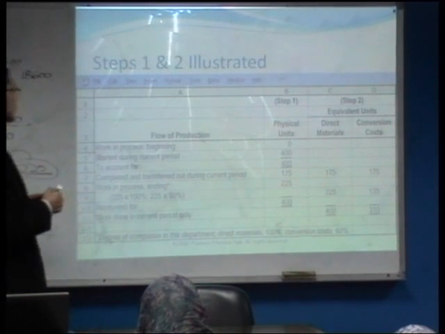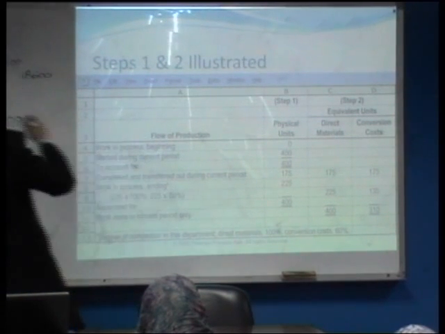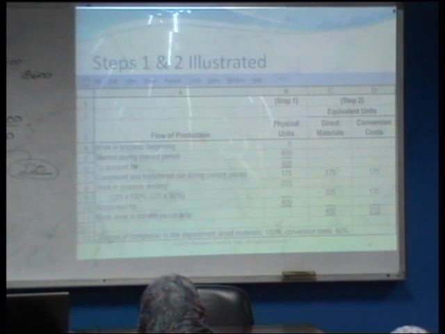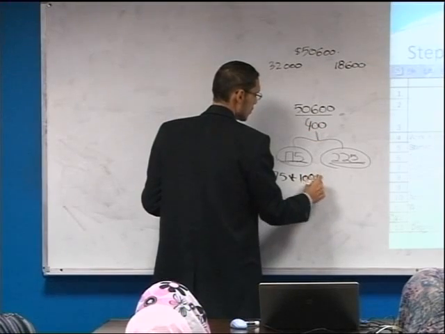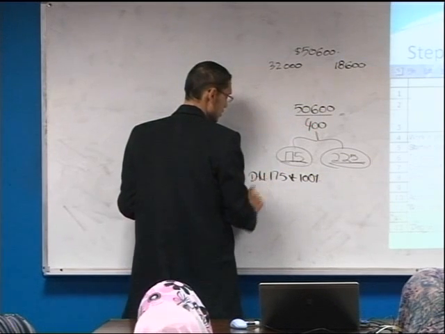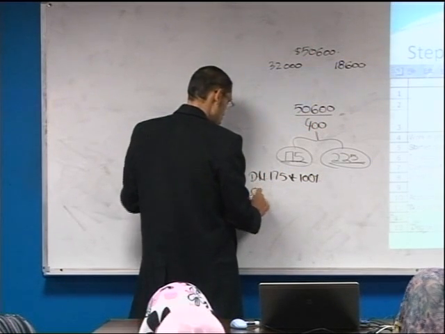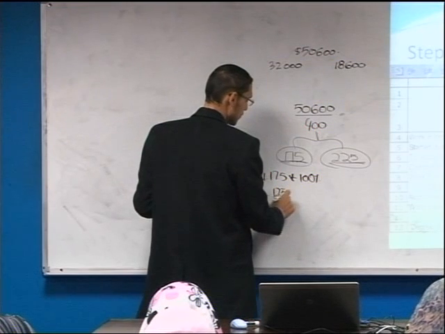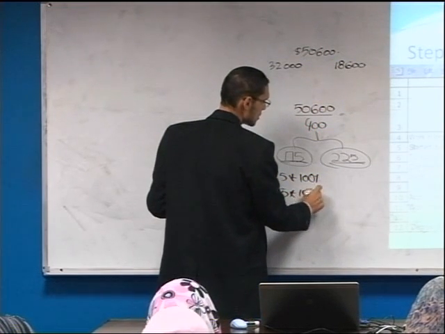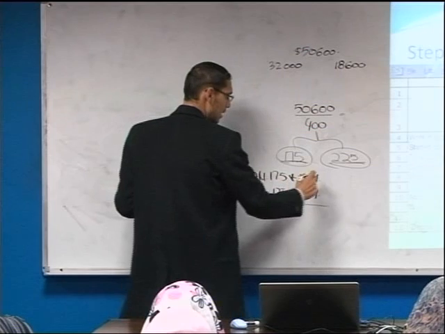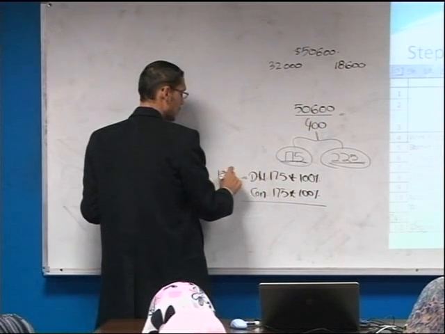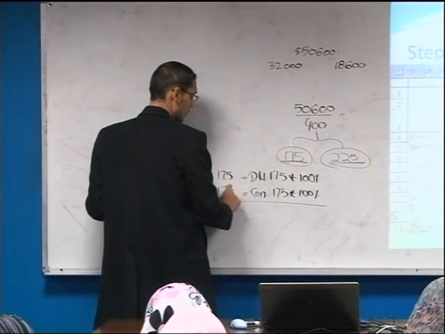Why? Because according to our example, they took 100% of direct materials and they took 100% of conversion costs. Therefore, the simple calculation here would be 175 multiplied by 100%. This is for the direct materials. And then for the conversion cost, it would be 175 multiplied by 100% also. Therefore, it would be 175 units, 175 units.